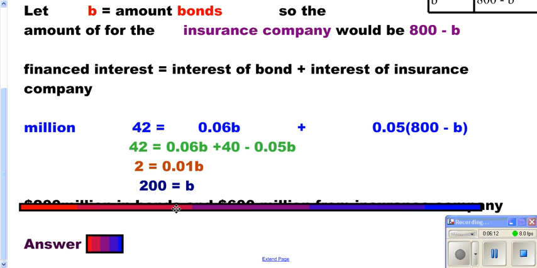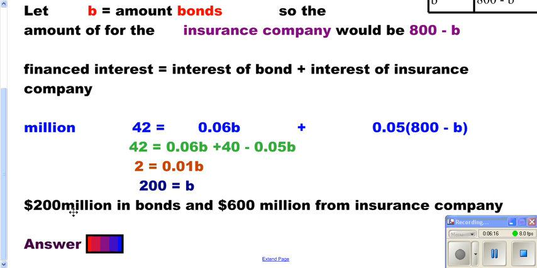And you would get 200, which means you'd be putting 200 million in bonds, 600 million then from the insurance company. So does that fit the criteria of the question? And the answer is yes.